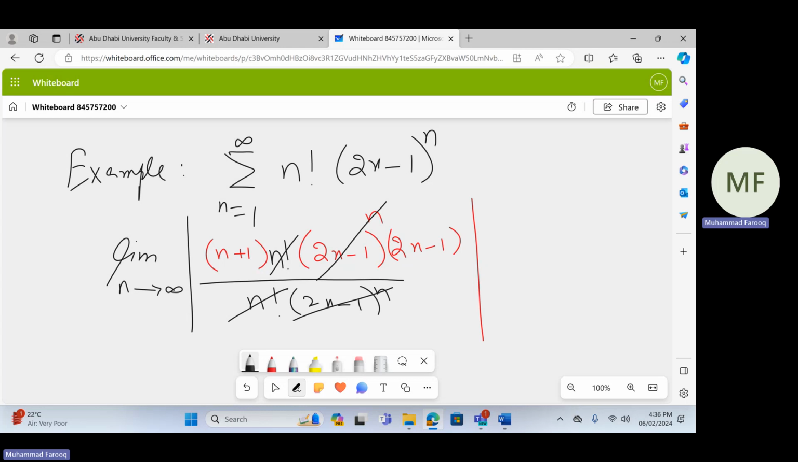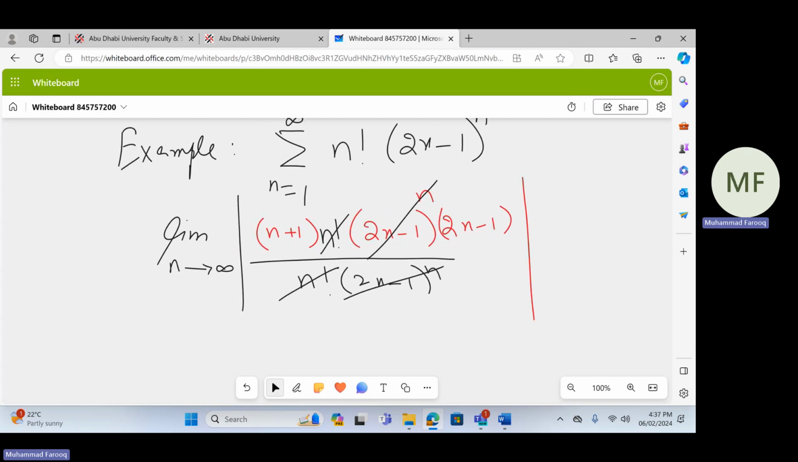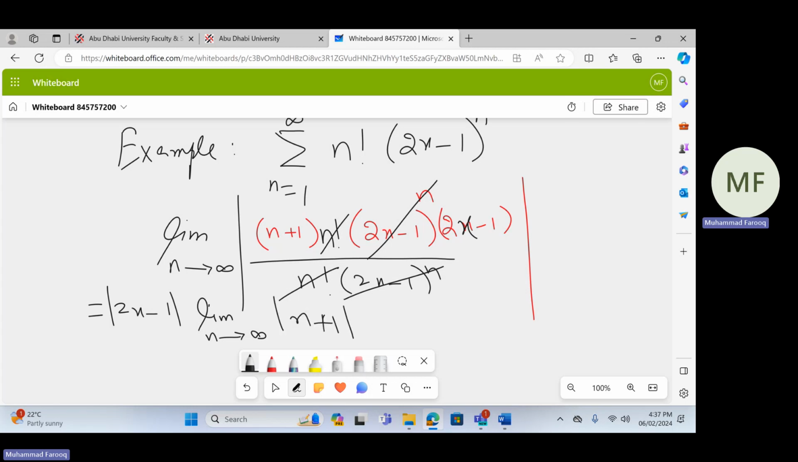Very good. So one can take this outside. It's 2x basically, it is 2x. So we can take it outside. So now it is 2x with absolute value, okay? And we have limit n approaches infinity. We don't have any denominator now. We only have n plus 1 absolute value. If you apply limit infinity here, what's the answer?